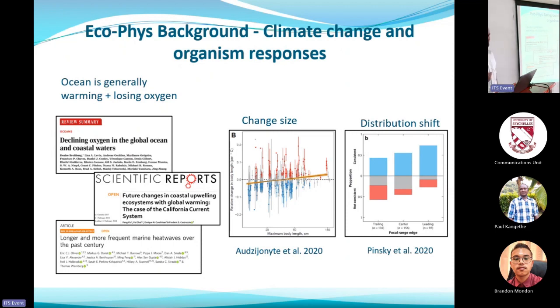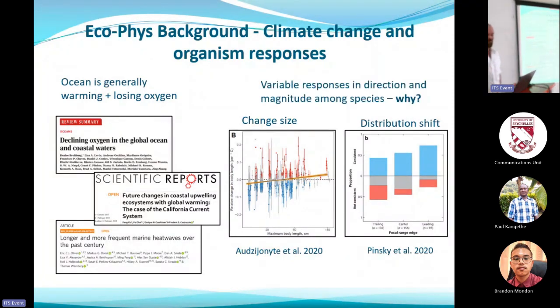But what I just want to highlight with these two case studies is that the direction and magnitude of these body size changes and distribution shifts were extremely variable. Some organisms, for some reason, moved towards the equator where it was hotter, and some organisms actually got bigger. So there was no consistent pattern, and this made any sort of adaptive management to mitigate the impacts of climate change on these species challenging.